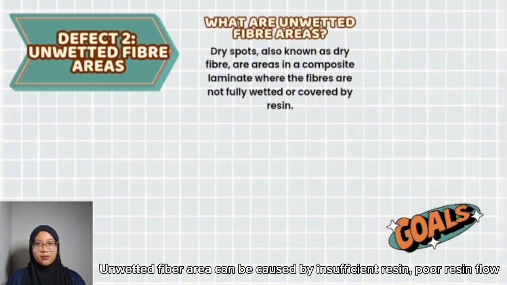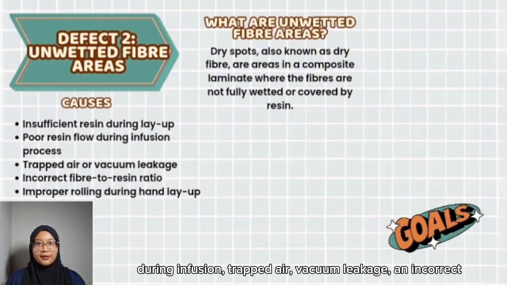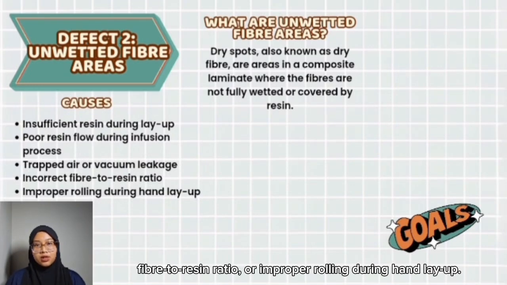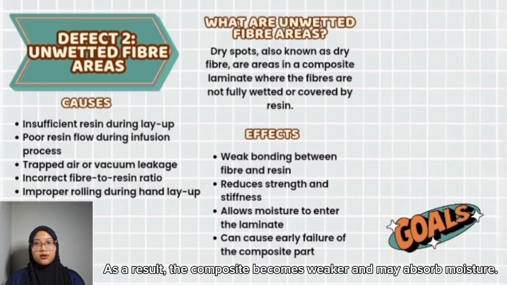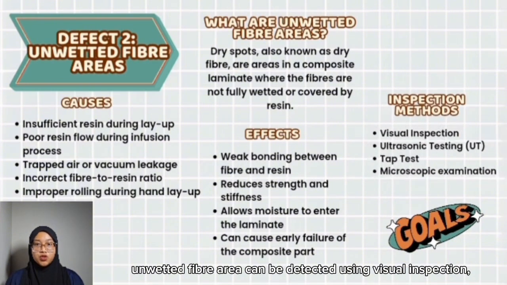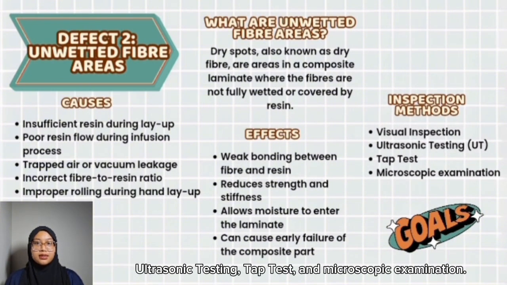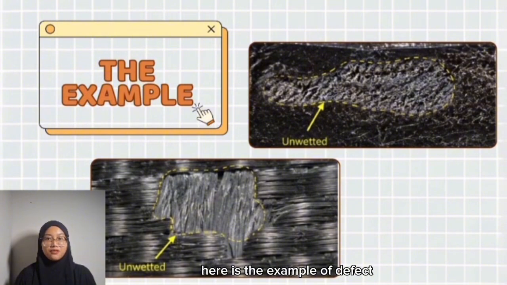Unwetted fiber areas can be caused by insufficient resin, poor resin flow during infusion, trapped air, vacuum leakage, incorrect fiber to resin ratio, or improper rolling during hand layup. This defect creates weak bonding between the fiber and resin. As a result, the composite becomes weaker and may absorb moisture. Unwetted fiber areas can be detected using visual inspection, ultrasonic testing, tape test, and microscopic examination. Here is the example of defect.